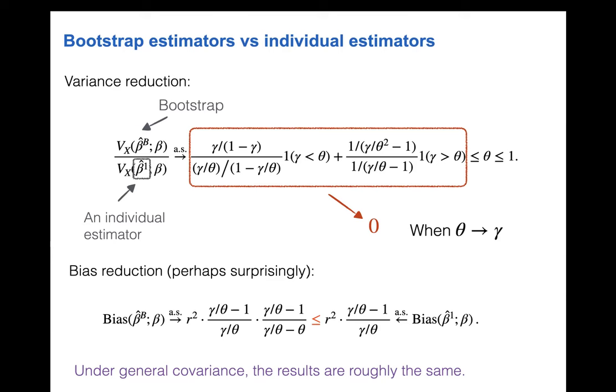Okay, so here all the results are under an isotropic covariance matrix for the design variables x. But under a general covariance matrix, we have qualitatively the same results. But the expressions for these equations will be much more complicated and involved. But roughly, the results are indicating the same things.